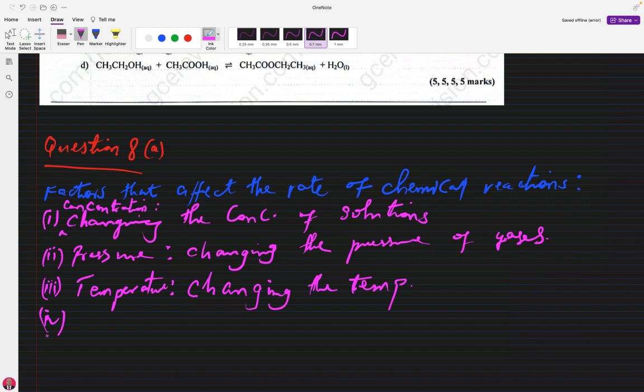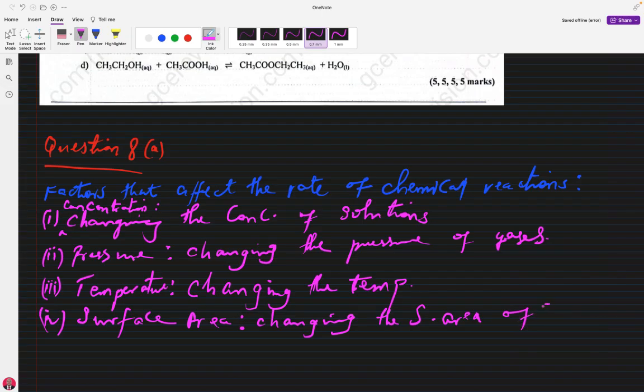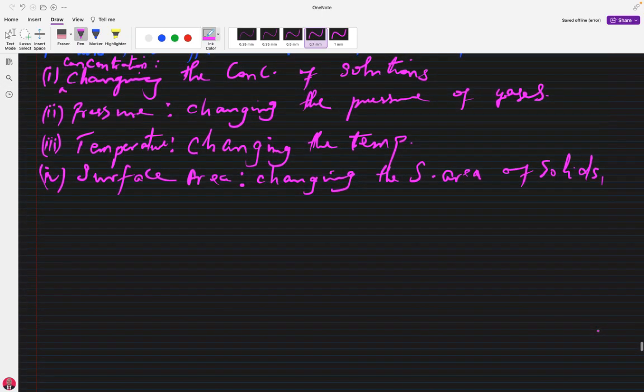We can say surface area. In that case, we are talking of finely divided iron or marble chips in a powdered form and in a lump form. So which one will react faster? So we said surface area: changing the surface area of solids. All these you will see more when I will be discussing them.